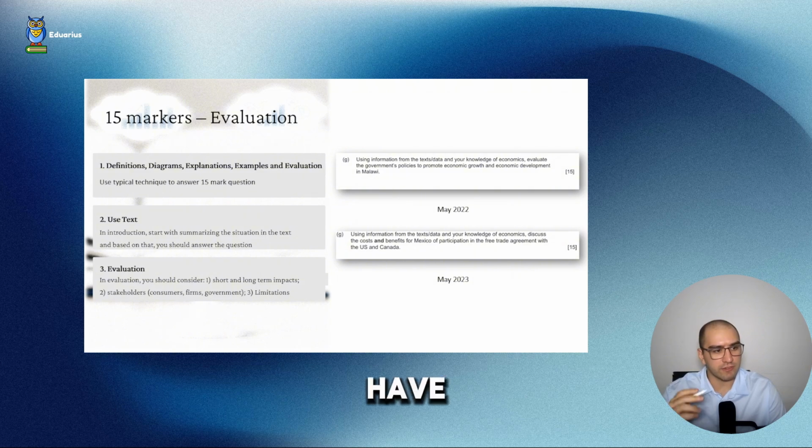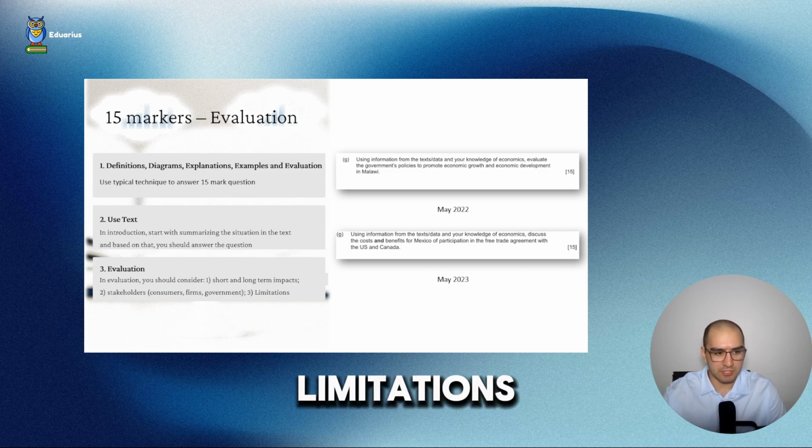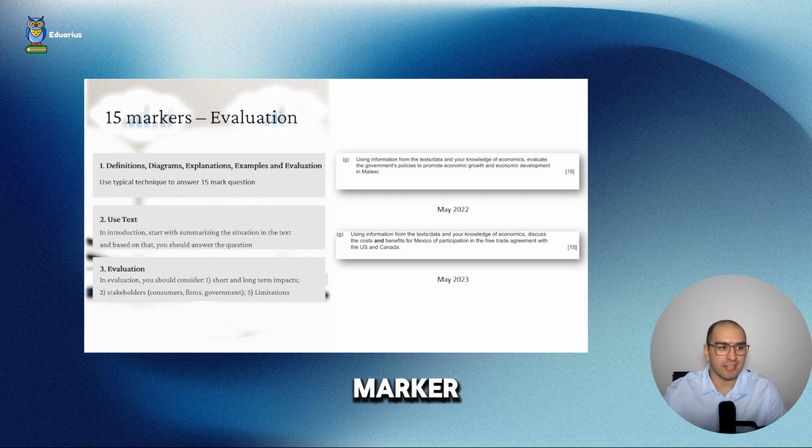In evaluation, for paper 2 you always have to think about short and long-term impacts, about the stakeholders, consumers, firms, government, and limitations. For the 15 marker, it is as for paper 1 and as for paper 2, but be more precise. For paper 1, you can check my latest video.